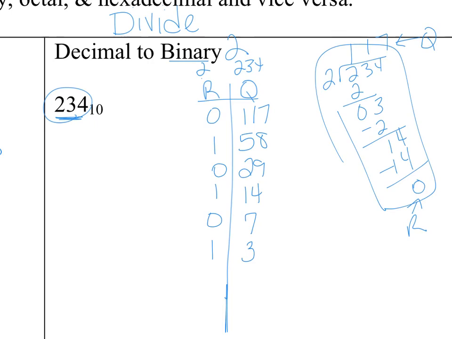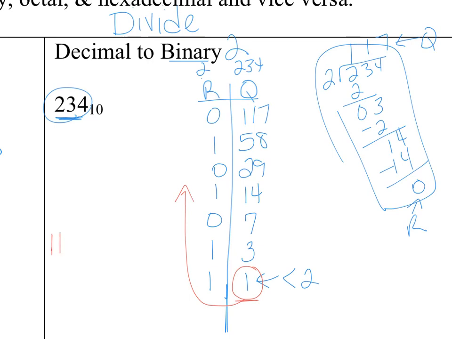And then if I divide 2 into 7, it goes in 3 times with 1 left over. And then I divide into 3, it goes in once with 1 left over. The moment this is less than the base, in this case 2 is the base, we're done. Okay, and you can stop. You just start with this number, write this number out, and go up.